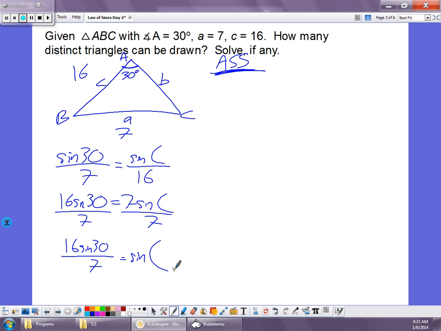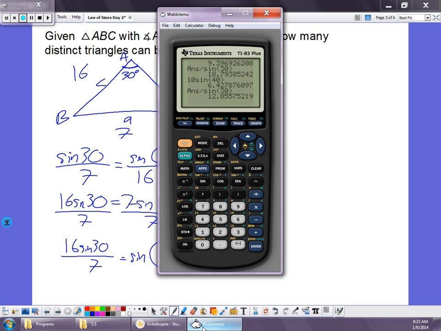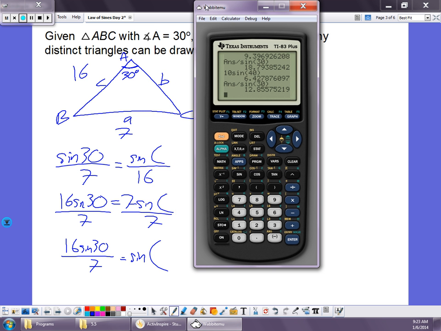And do you remember what we had to do next? Inverse sine, right. Use your calculator for inverse sine. So you'd go ahead and, like I said, I normally do this part first and then do the inverse sine of the second answer, just so there's less room for error. So 16 sine 30, enter, over 7.